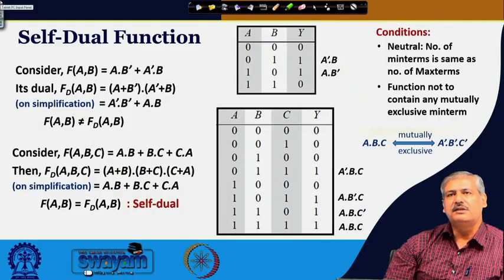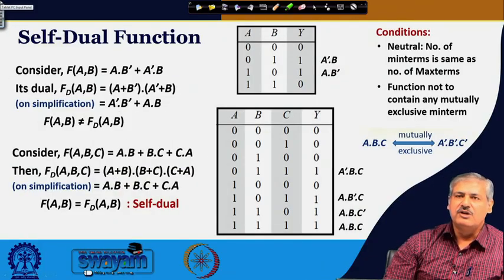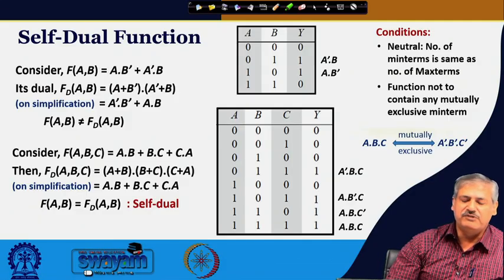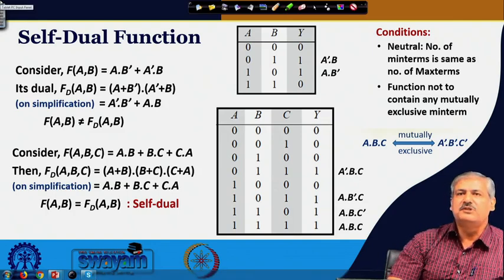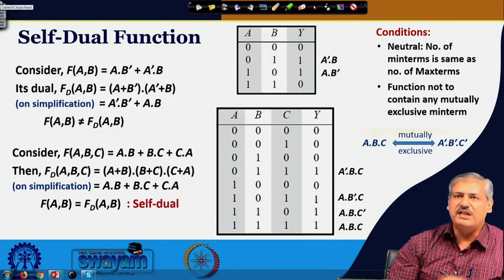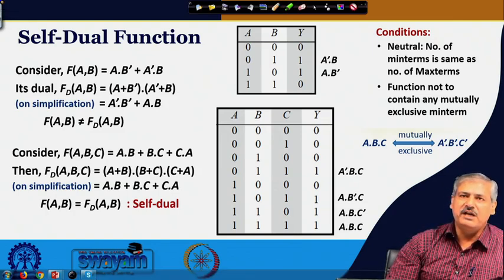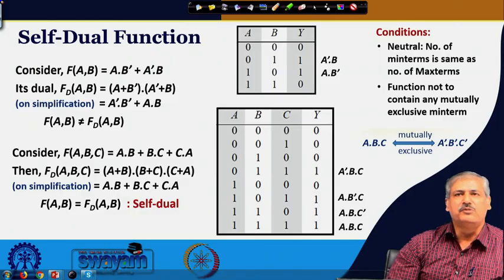So, the last slide of this particular discussion. There is something called a self dual function. What is a dual function? A dual function is something where if you change the AND with OR and OR with AND, what you get is the dual of the given Boolean function.